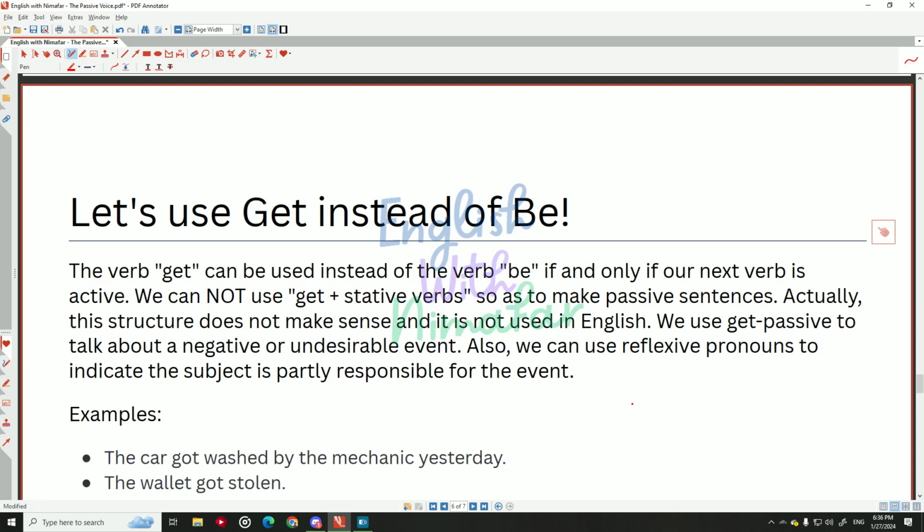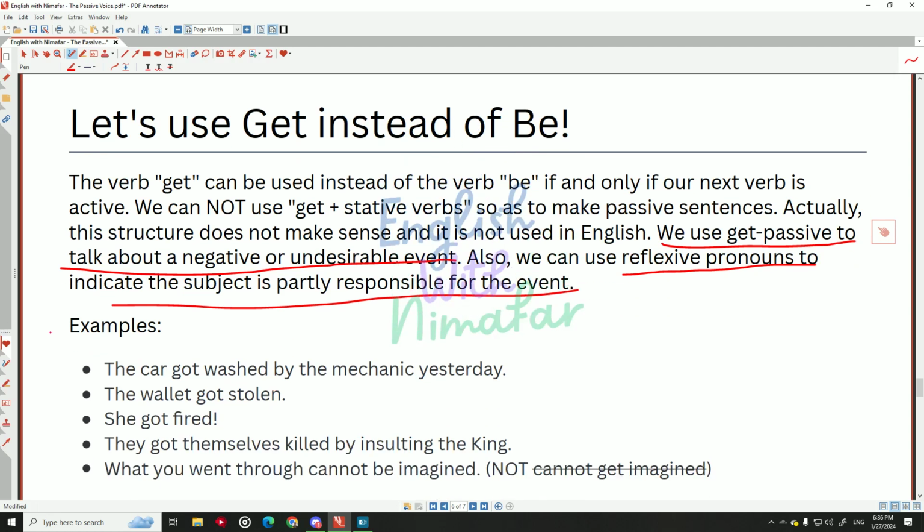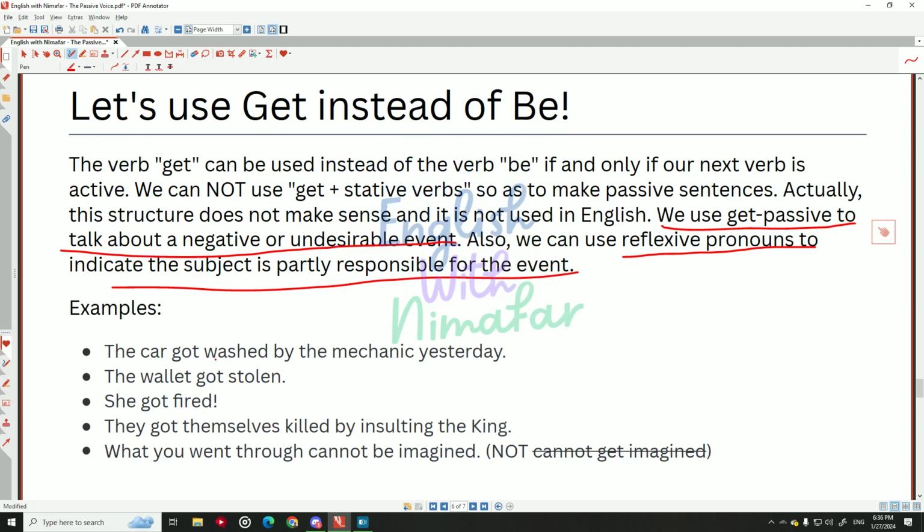We can only use get passive to talk about a negative or undesirable event. We can also use reflexive pronouns to indicate the subject is partly responsible for the event. That's interesting. For example, the car got washed by the mechanic yesterday. The wallet got stolen. She got fired. We hear this a lot. I got fired. We don't say I was fired. Normally we say I got fired.